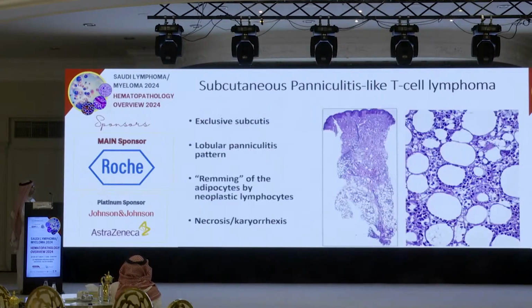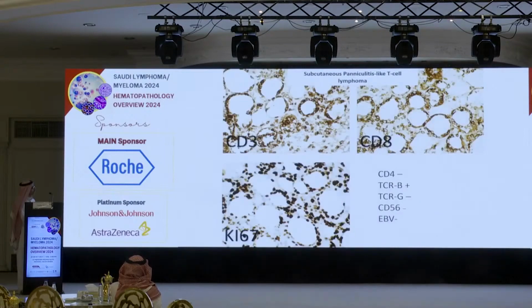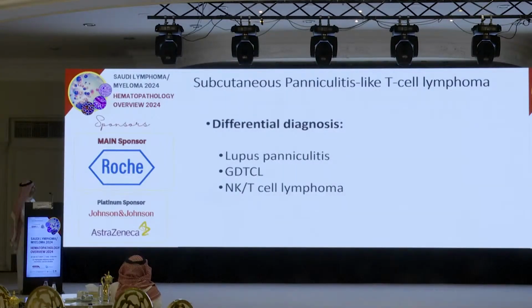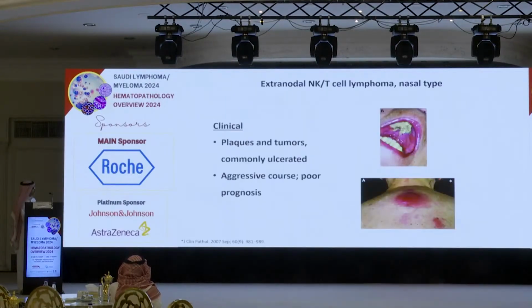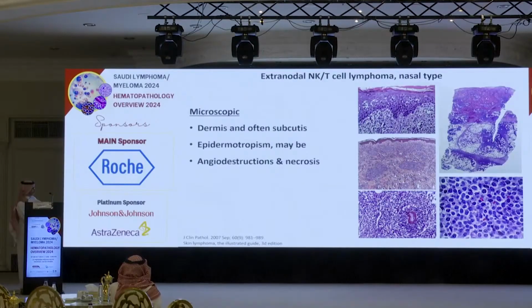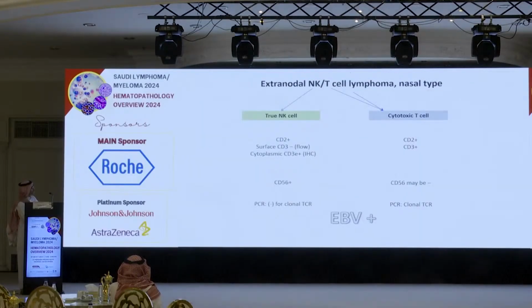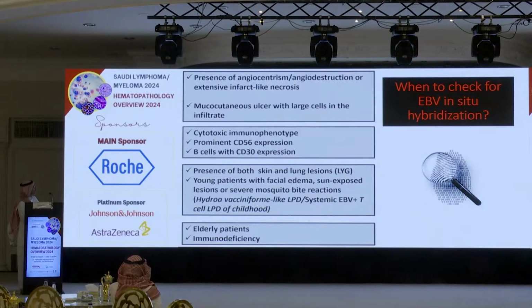We talked about panniculitis-like T-cell lymphoma. This is our kid, the NK/T cell lymphoma. So the important thing is EBV positive. And I will stop here. This is when do we check for EBV?